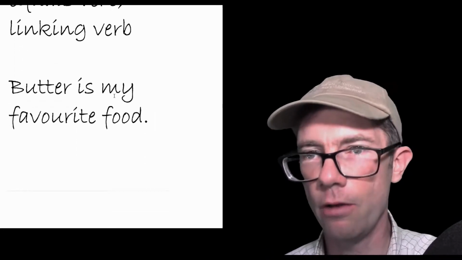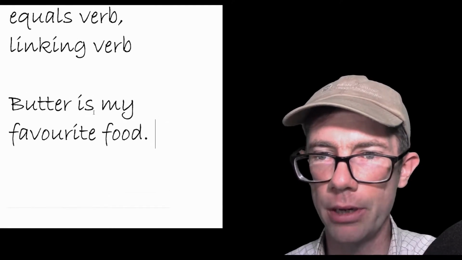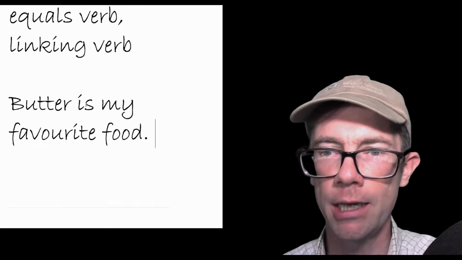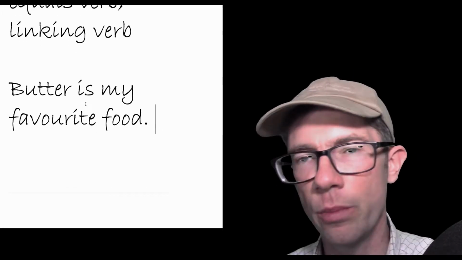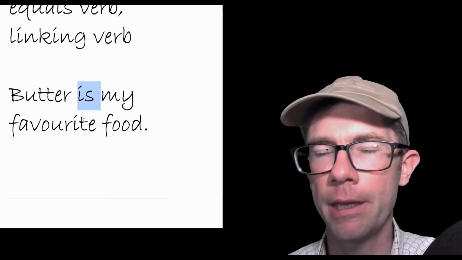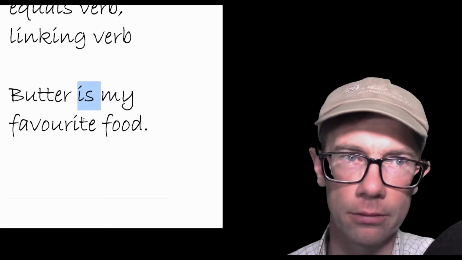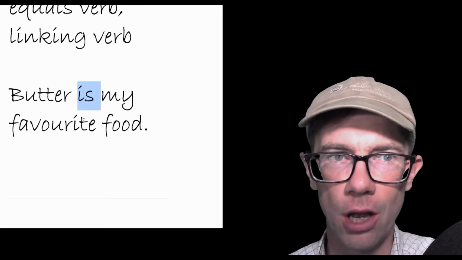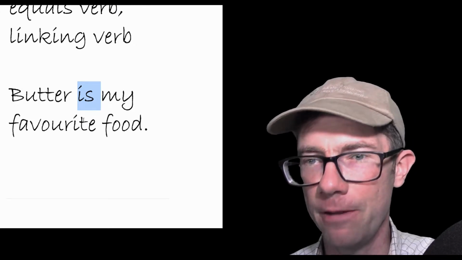Here's an example of a linking verb or equals verb sentence. Butter is my favorite food. Now, the most common verb in linking verb or equals verb sentences is some form of the verb to be. Was, were, is, am, are, will be, etc. Butter is my favorite food.